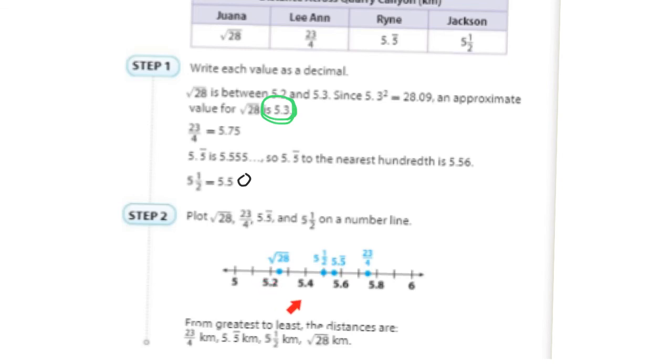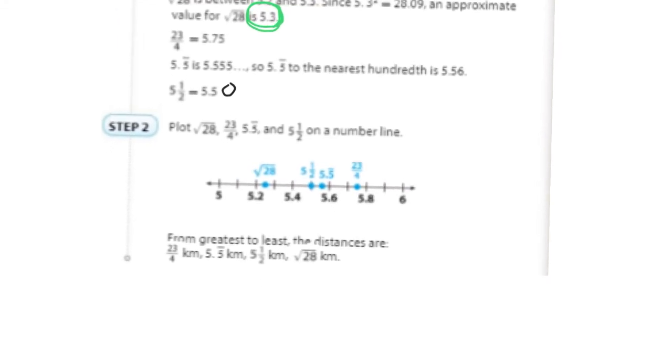So greatest to least, here's the greatest, 23 4/10. Next is 5 5/10 repeating, then 5 1/2, and then the square root of 28. Remember, they want greatest to least. So make sure you read those instructions and you know which way to go.